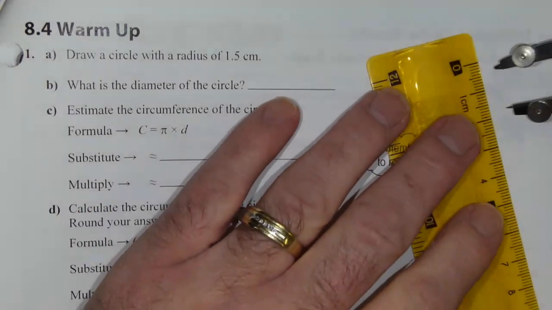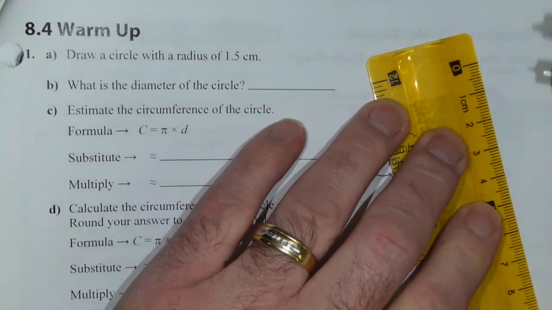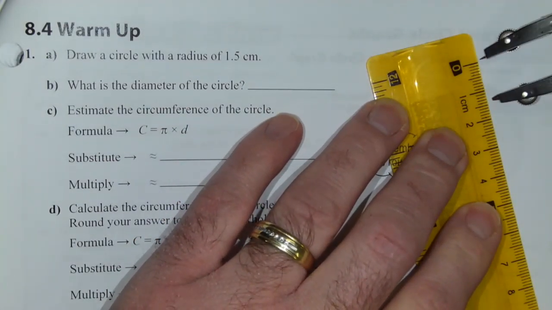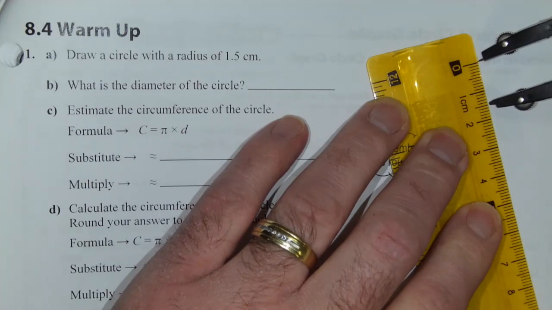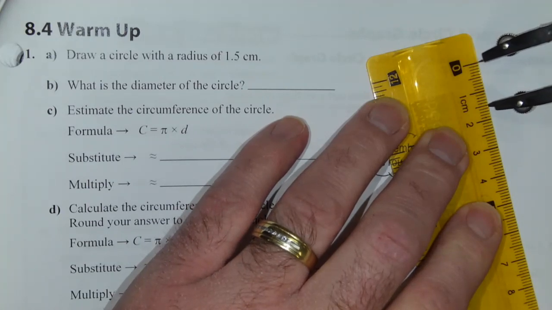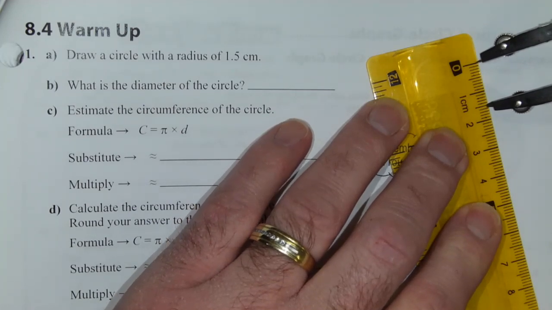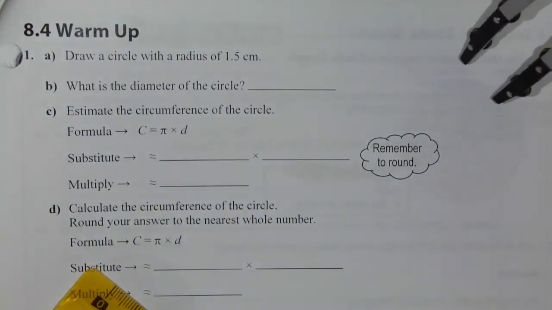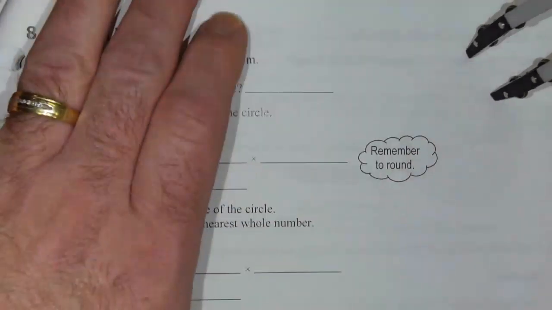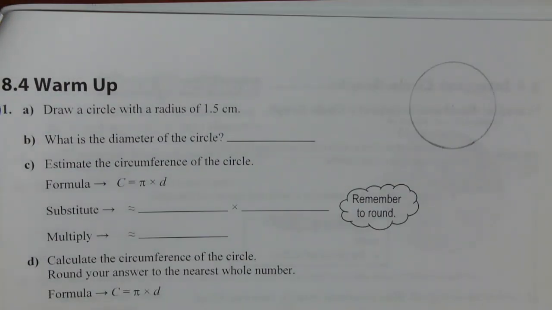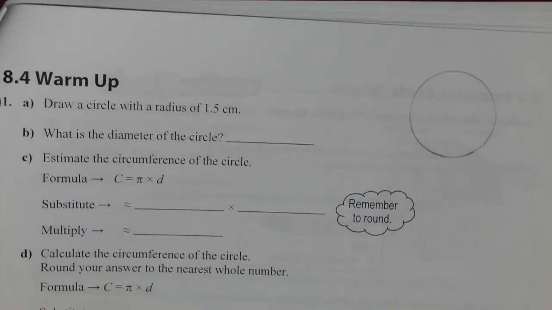So a radius of 1.5 centimeters, I take my protractor, my compass, and set the two tips to be 1.5 centimeters apart. That creates my radius. Stick the tip onto the paper and then loop all the way around, and there's a circle with a radius of 1.5 centimeters.